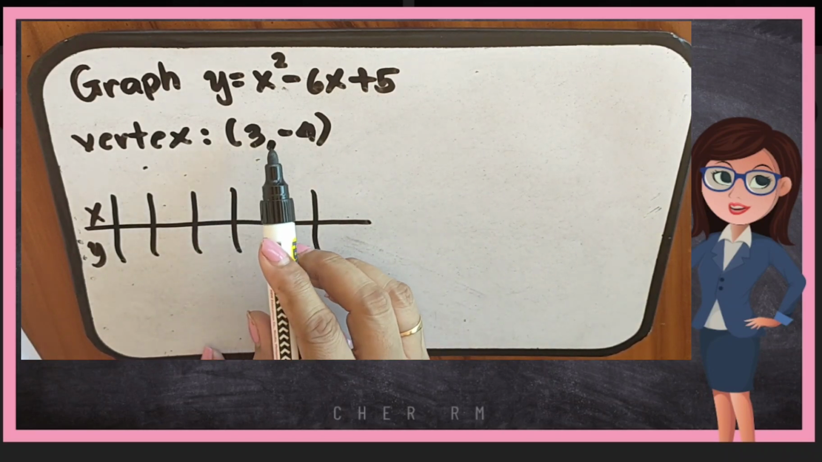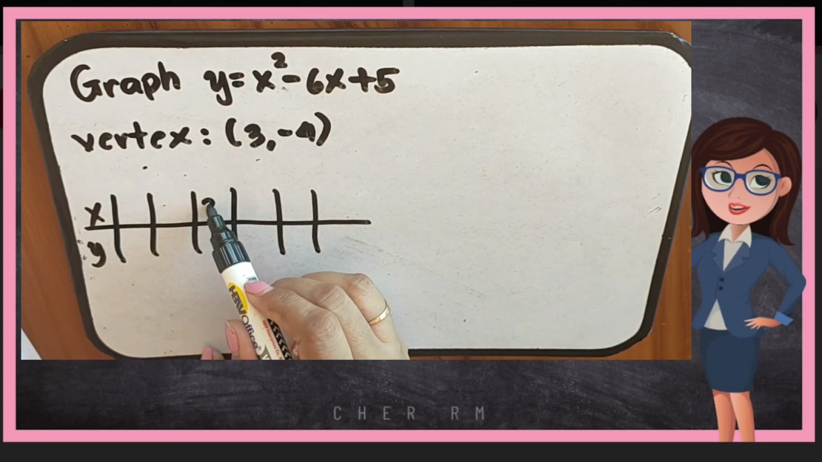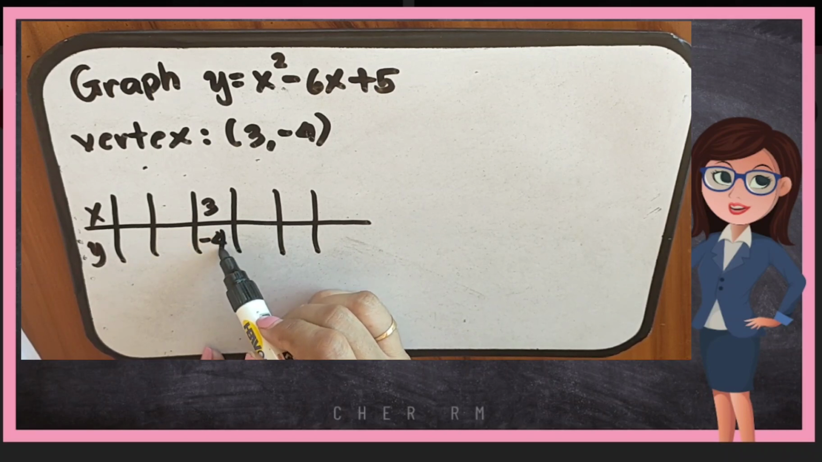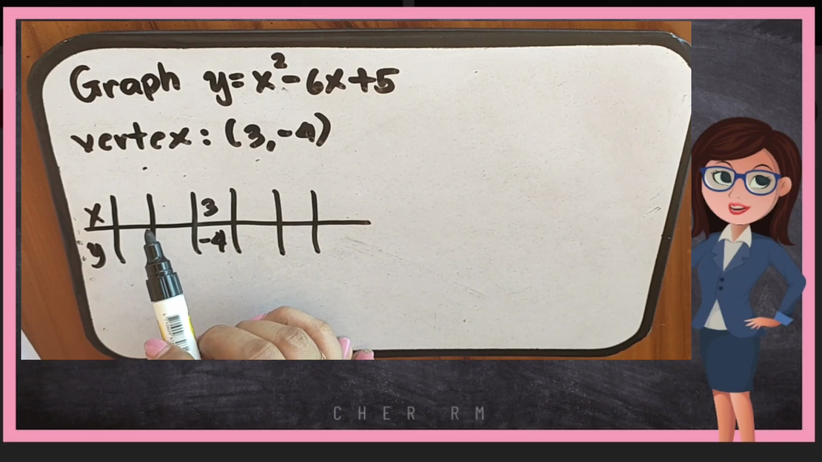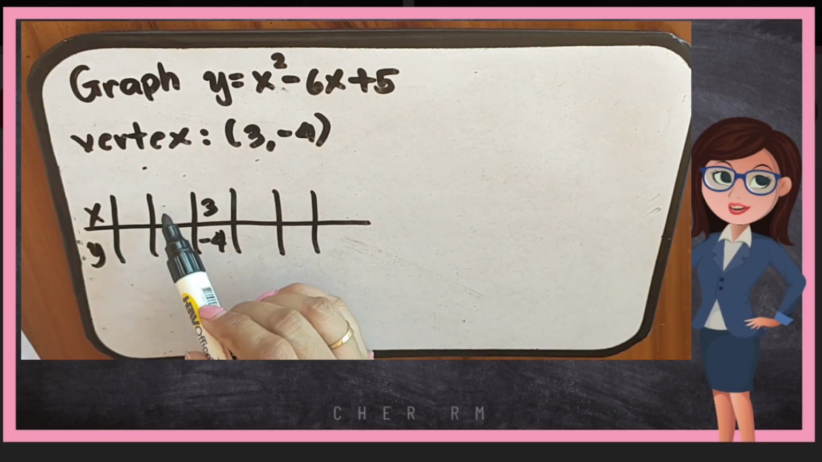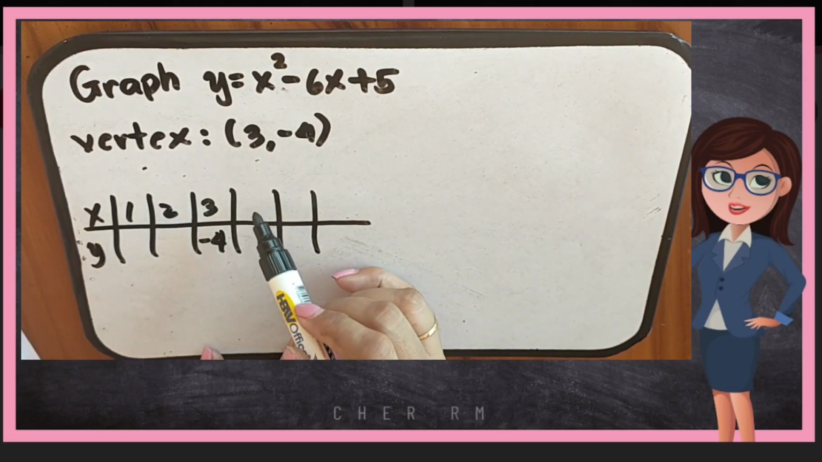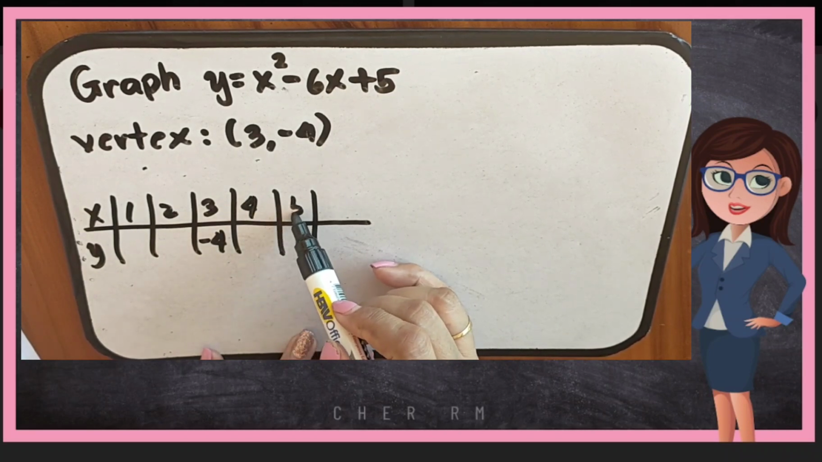Then in the middle, we will write the vertex. So the vertex is 3, then we have negative 4. Then again, let us write the x values to the right and to the left. So I choose 2 and 1 here. This side is 4 and 5.